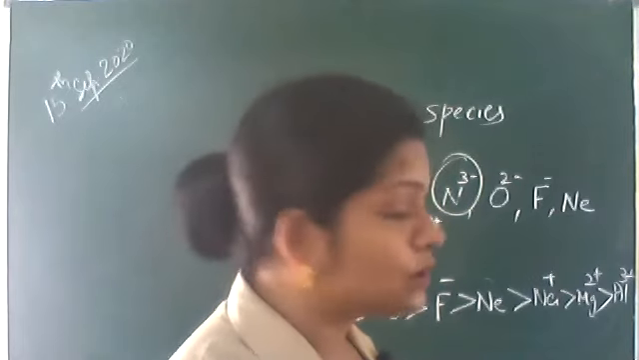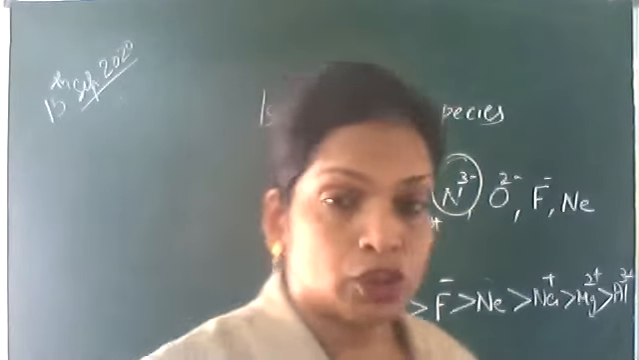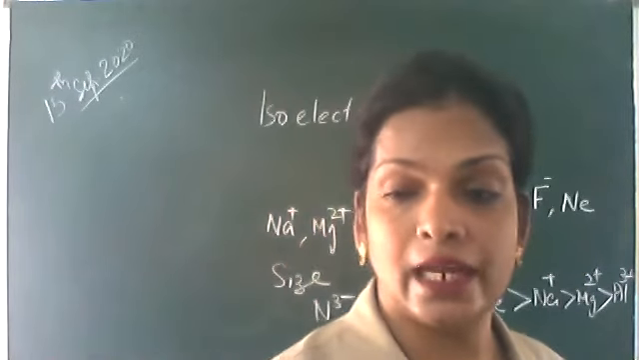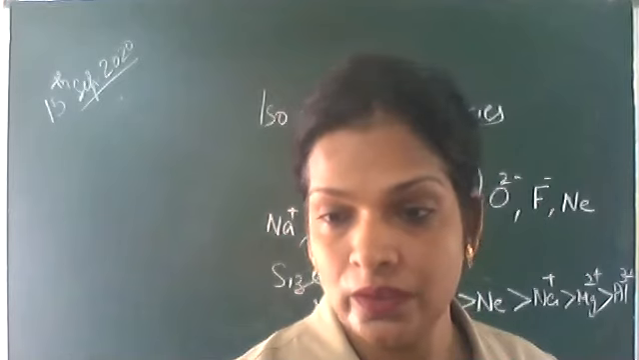So that's about isoelectronic species. The species having the same number of electrons are called isoelectronic species. Okay, thank you.